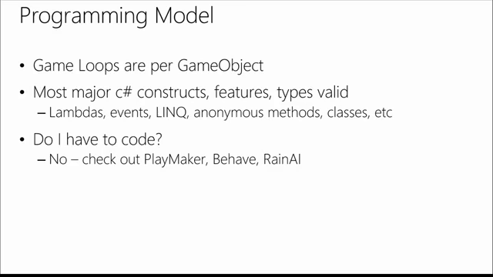Game loops are per game object. In Unity, and actually in game development, you have this concept of a game loop. That's where everything happens. The C# that's supported, since we're going to talk about C# today in Unity, supports pretty much most of the major constructs you'd be used to in developing with C#. You can do LINQ, lambdas, anonymous methods, events, etc.